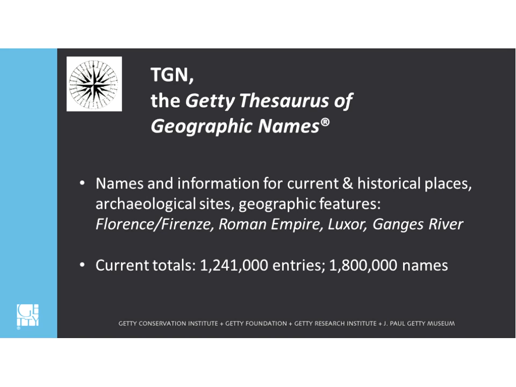And as I mentioned, TGN is the largest of our thesauri. Current totals are 1.2 million entries. I actually misspoke. It's bigger than I said it was. There are 1.2 million entries or places represented by 1.8 million names. So that, again, includes all the variant names.